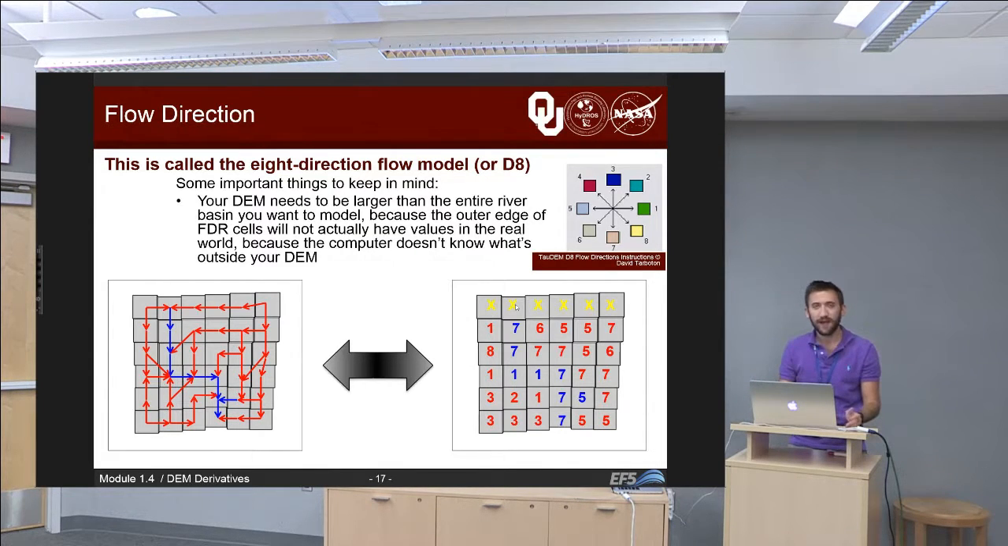And that's because the outer edge of flow direction cells will not actually have values in the real world. That's because the computer doesn't know what's beyond the edge of your DEM. It can only start calculating flow direction inside your DEM. So that's why you need your DEM to be larger than the area you're eventually going to model.